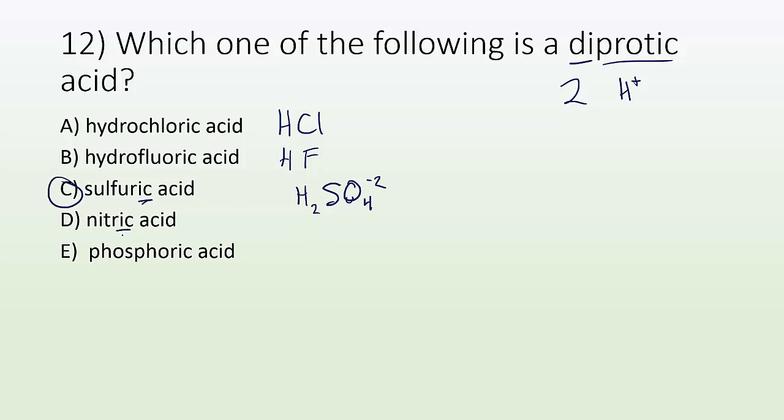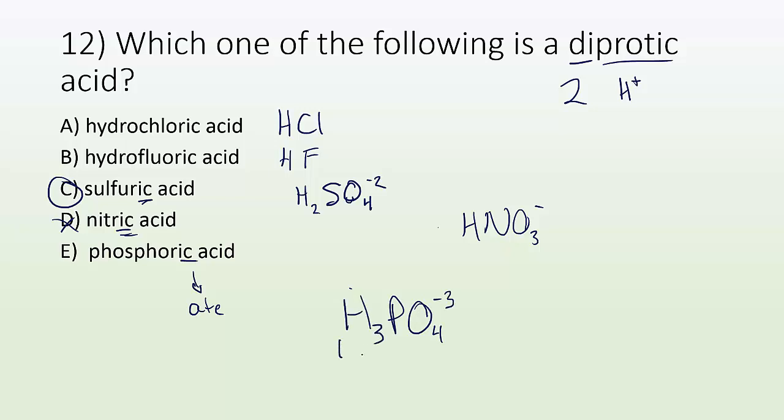Nitric acid, the ic ending tells me that it was nitrate, which is that NO3 minus, which means I have just one hydrogen. It's monoprotic, so it's not going to be D. And phosphoric acid means that I had the phosphate, right? The ic, if I'm going backwards to what it was, the ate ending, so phosphate. It's PO4, which has a minus 3, which means that it has 3 H pluses, which would be triprotic, so it's not going to be E. So the correct answer is going to be C.